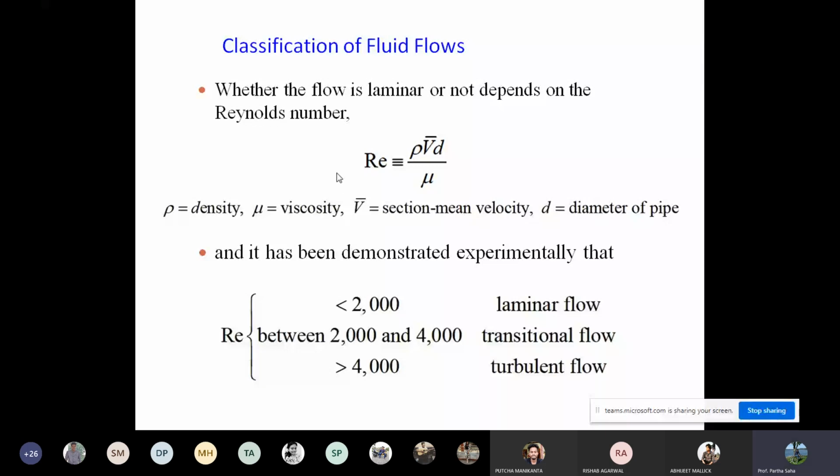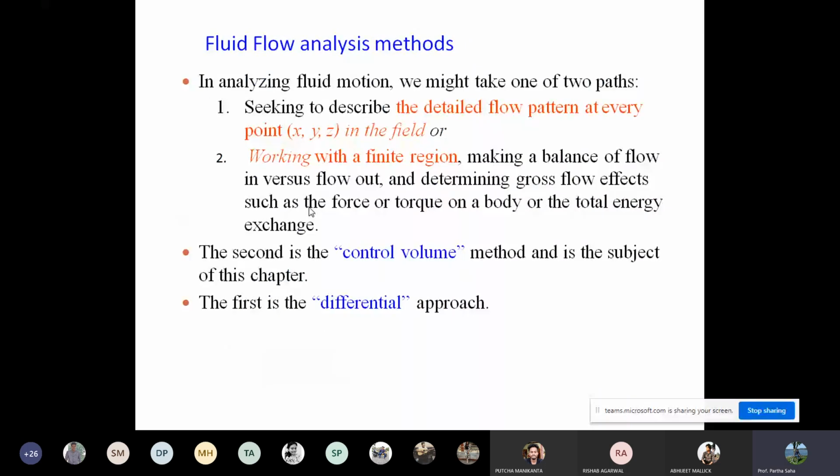So this is only applicable when the fluid is flowing through a tube or pipe. Now let's look into the other aspects.